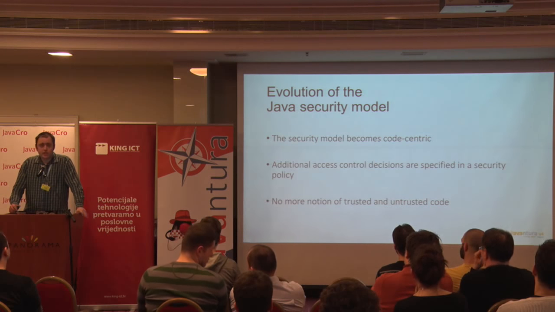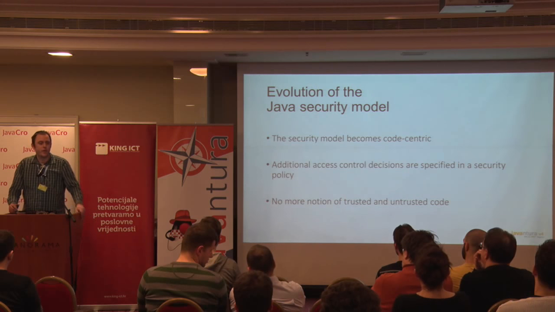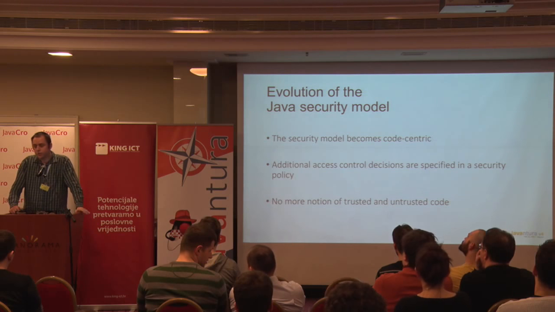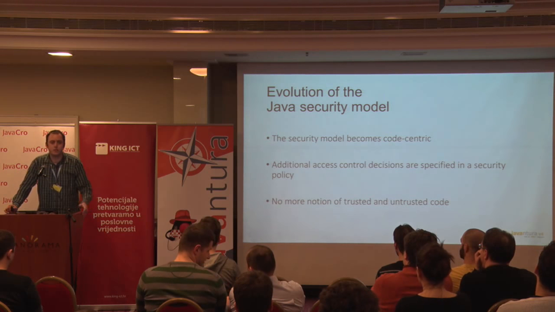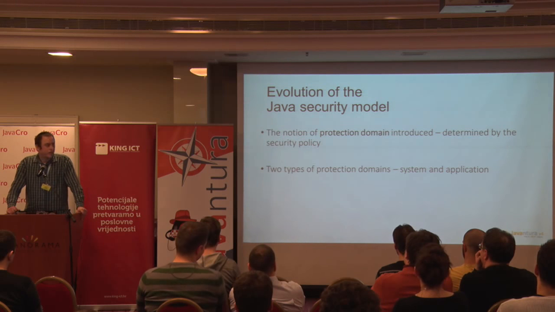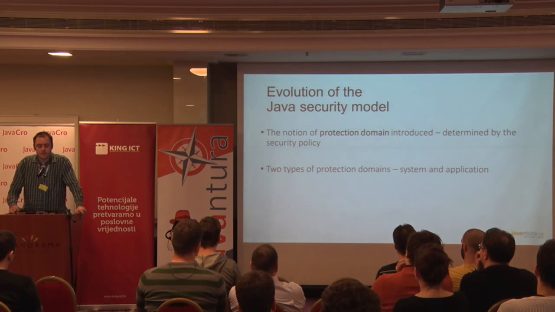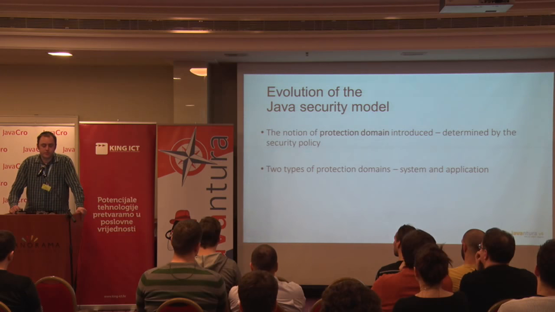So now, with JDK 1.2, the security model becomes more code-centric. You don't have anymore the notion of trusted or untrusted code. And access control decisions are typically specified in the security policy file. However, there is something new introduced which is called the protection domain. And the protection domain basically is determined by the security policy file.